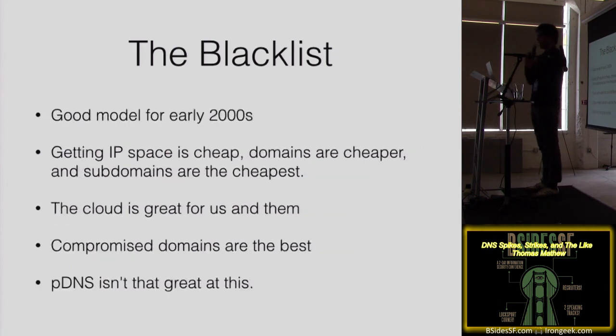The problem is, this was great in the early 2000s. Getting IP space is cheap, domains are cheaper, and subdomains are the cheapest. So if you're an attacker, you can easily buy a little bit of IP space from a VPS provider, host whatever malicious content you want, and then quickly tear down the service in a matter of hours. Passive DNS is too slow and many times does not record these types of transactions correctly, because you don't get to see the actual flow of new IPs being created unless you get an entire global reach, which no individual or company has.